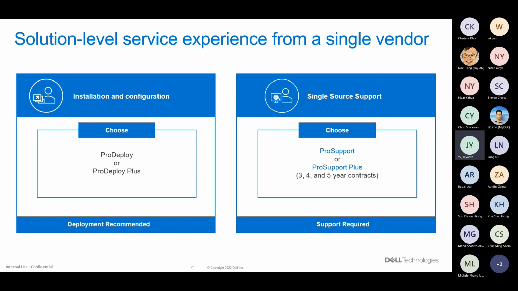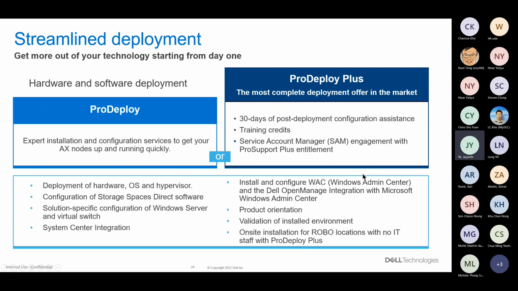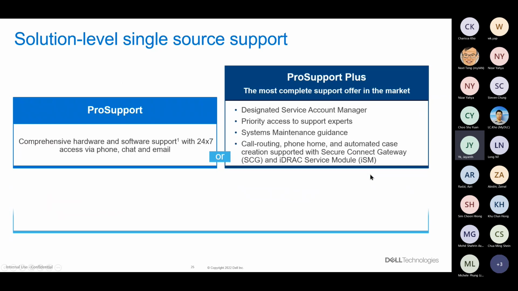Okay, and then we have this Pro Support and Pro Support Plus, which is our support contract, and you can go starting from 3 years up to 5 years. These are Pro Deploy and Pro Deploy Plus. These are deployment options. With Pro Deploy Plus, you get 30 days of warranty, which means any issues that the customer faces within the 30 days, the services team is there to help them. Okay, but post 30 days, it goes back into Pro Support or Pro Support Plus. Yep. All right, so I think that's pretty much it.